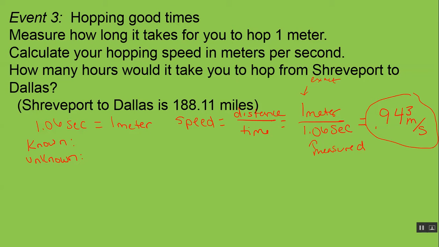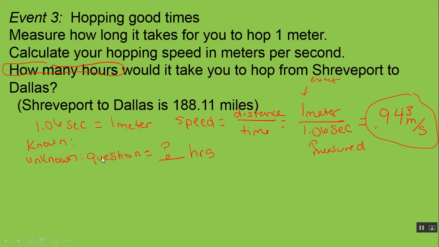Now, the known in this problem might be a little bit hard to figure out, so we're going to come back to that one. We're going to do the unknown first. Remember, the unknown is always the question, and in this case, the question says, how many hours? So the question is the amount of hours, right?